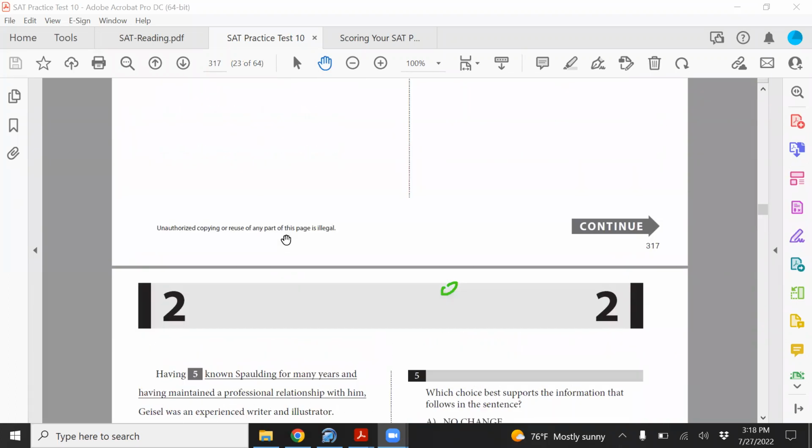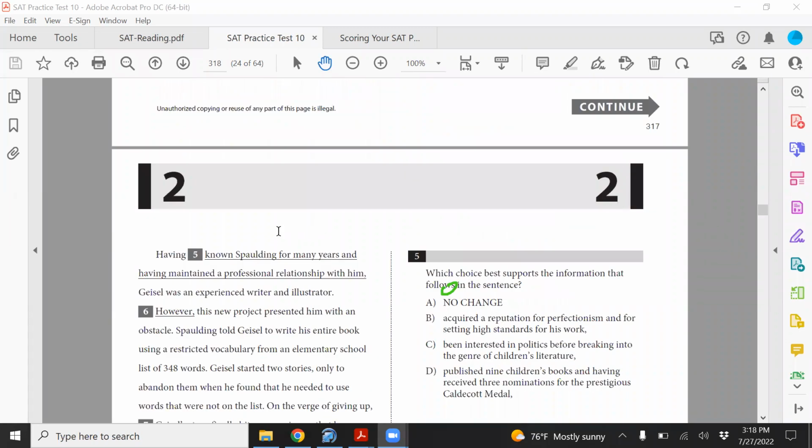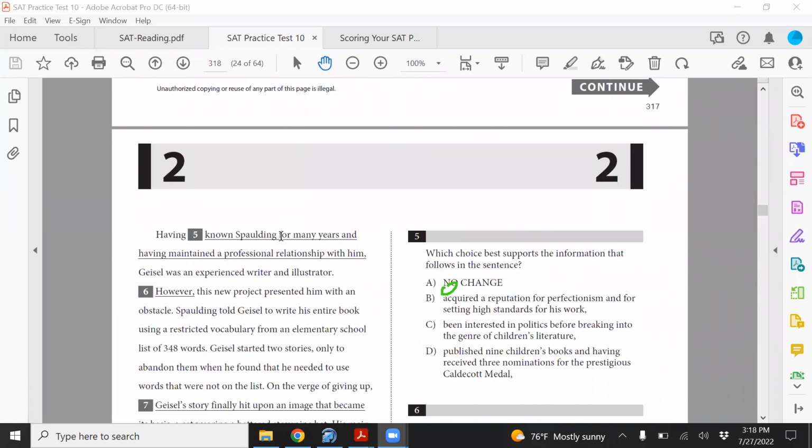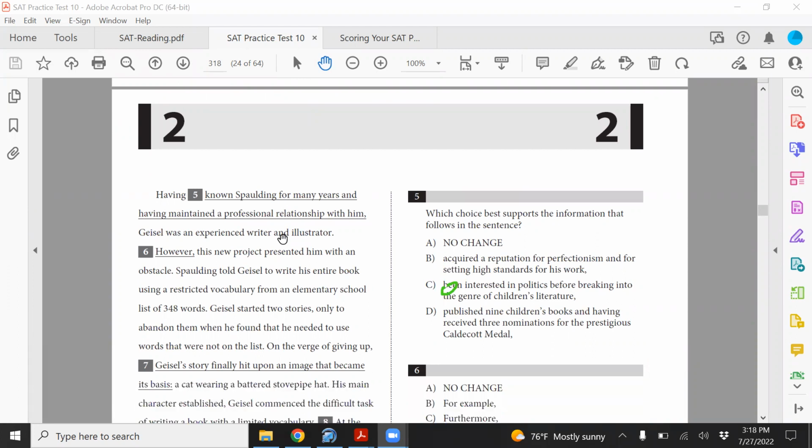Then if you look at 5, having known Spalding for many years and having maintained a professional relationship with him, Giesel was an experienced writer and illustrator. Seems a little wordy to me personally. Yeah, I'd probably go D because that explains why he was an experienced writer and illustrator. He won a lot of awards, not because he knew him. But he wants something that supports the fact that he was experienced. And if you've won medals and been nominated and published a lot of books, yeah, I would probably say D. So that's context for sure.